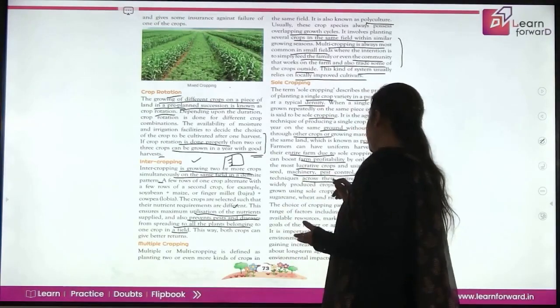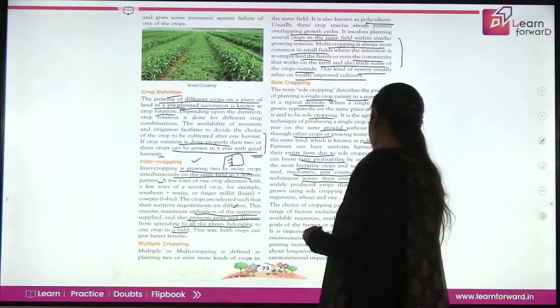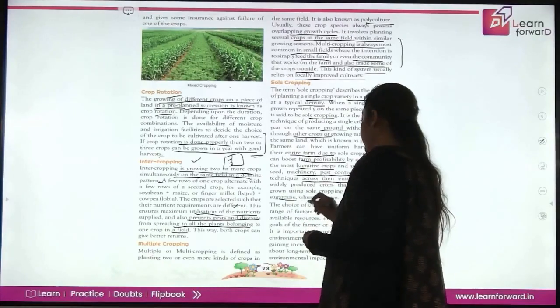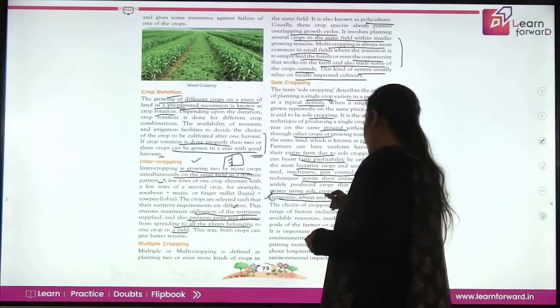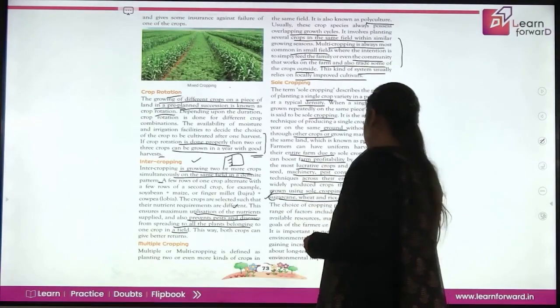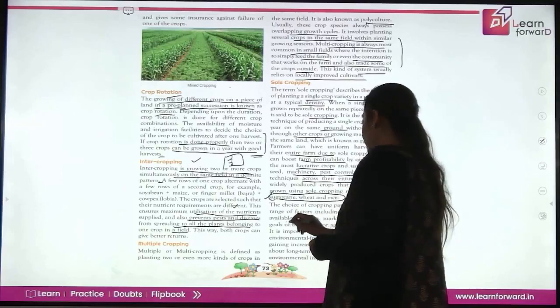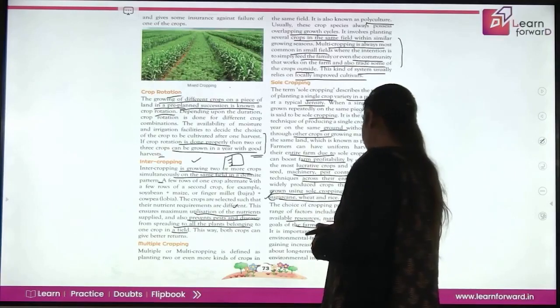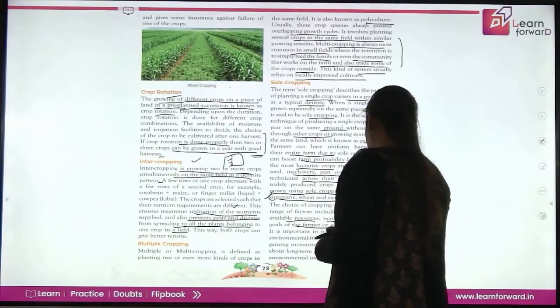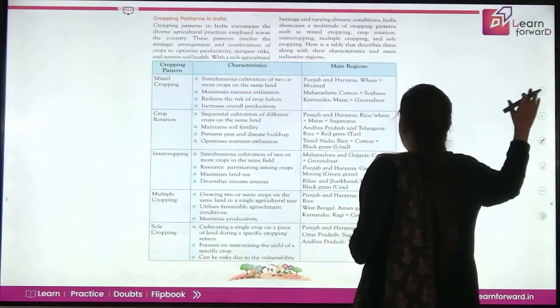Three widely produced crops that are frequently grown using sole cropping are sugarcane, wheat and rice. तो ये 3 crops हैं जिसको आप sole cropping से उगाते हो. The choice of cropping pattern depends on a range of factors including climate, soil type, available resources, market demand, and goals of the farmer or agriculture enterprise. It is important to know that sustainable and environment-friendly cropping patterns are gaining increasing attention due to concerns about long-term agriculture productivity and environmental impacts.